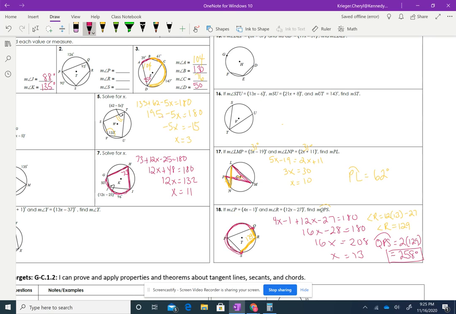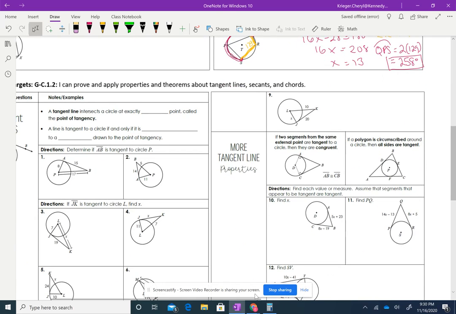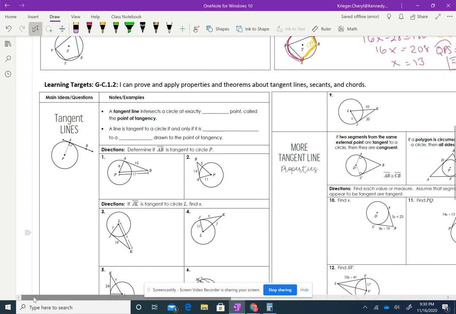Next comes tangents. All right, so let's start tangents. So we'll scroll over to the left here. Okay. A tangent line intersects a circle at exactly one point, right? And that one point is called the point of tangency. A line is tangent to a circle if and only if it is perpendicular to a radius drawn to the point of tangency.